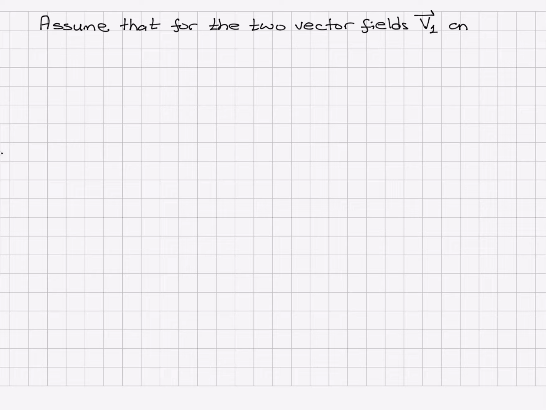Okay, so let's start by assuming that we have two vector fields, V1 and V2. Assume that for the two vector fields, V1 and V2, the divergence of these two are the same. So let's write the divergence of V1. The divergence of vector field V1 is equal to the divergence of vector field V2.